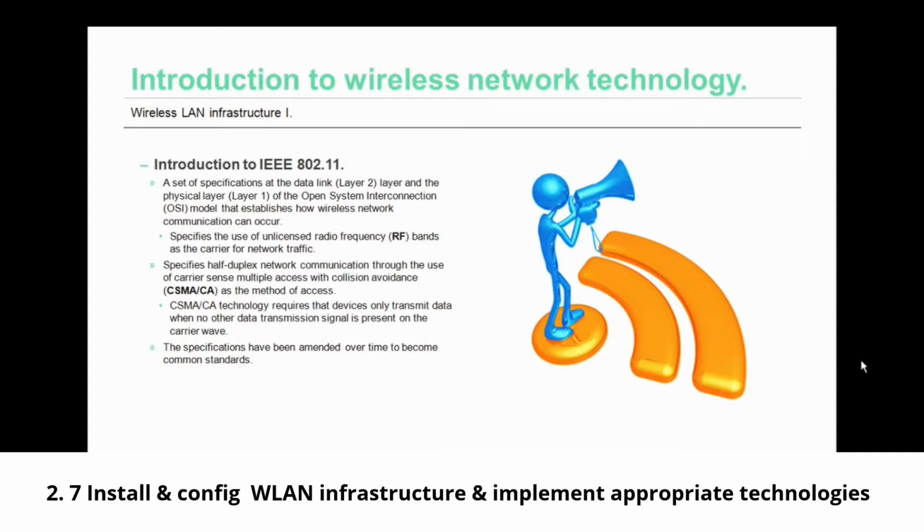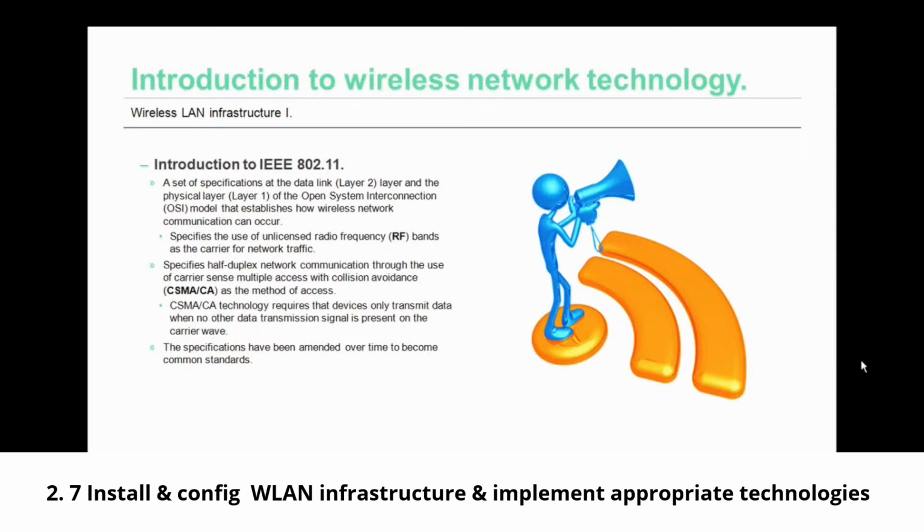The 802.11 standard specifies the use of unlicensed radio frequency bands as the carrier for network traffic. It also specifies that network communication will be half duplex in nature, and that it will be implemented using carrier sense multiple access with collision avoidance, or CSMA-CA. Carrier sense multiple access with collision avoidance technology requires that devices only transmit data when no other data transmission signal is present on the carrier wave.